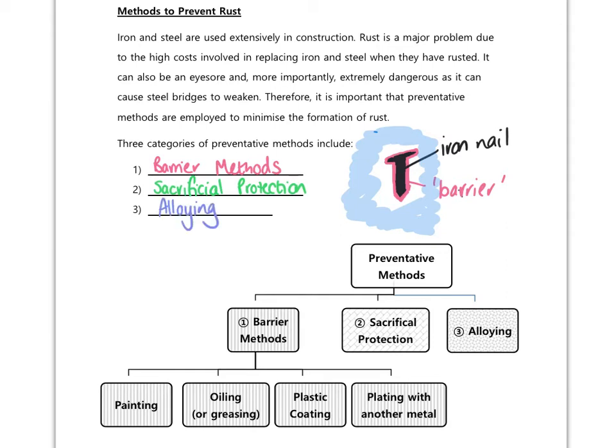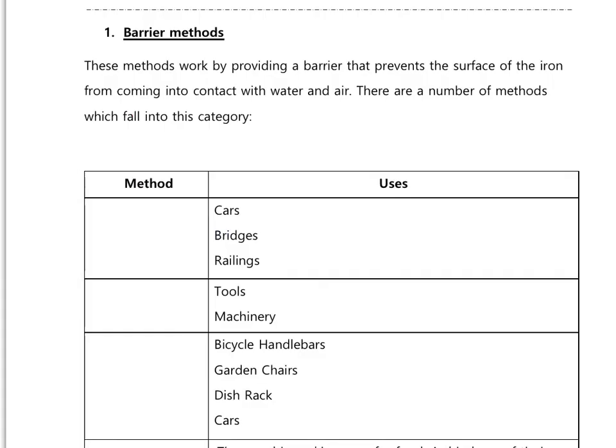And the third method is alloying, so mixing with another metal or another non-metal that will not rust, and so therefore lowering your chances of your mixture rusting. The iron within the mixture will still rust, but if it's mixed with other metals or non-metals that don't rust, then it will rust less. So let's look at each one of these briefly in turn.